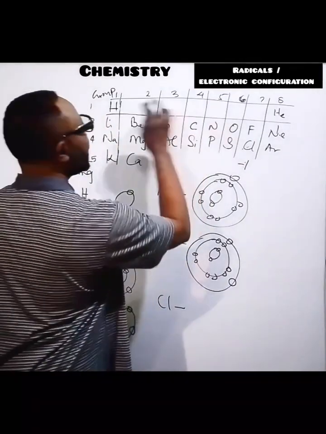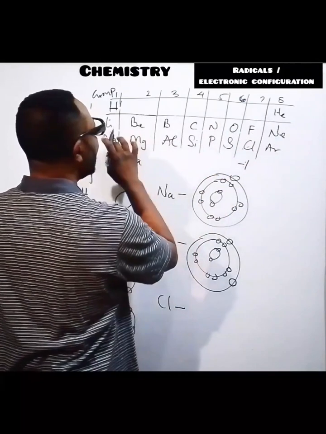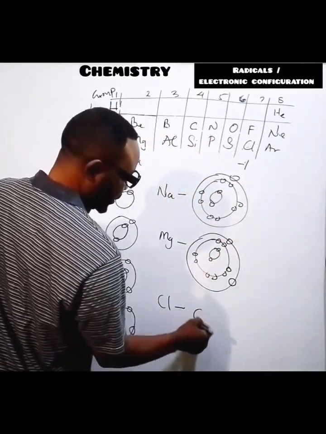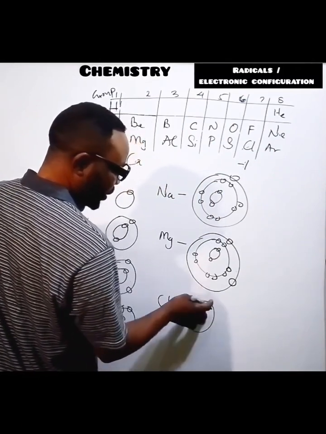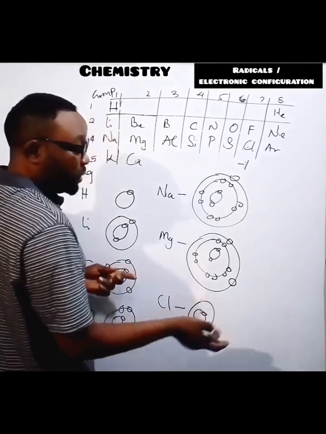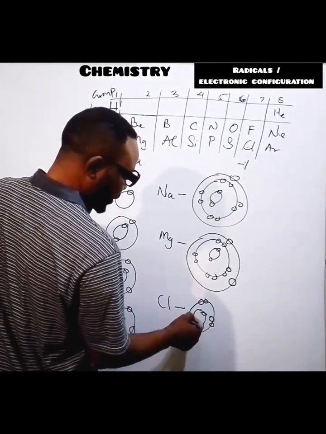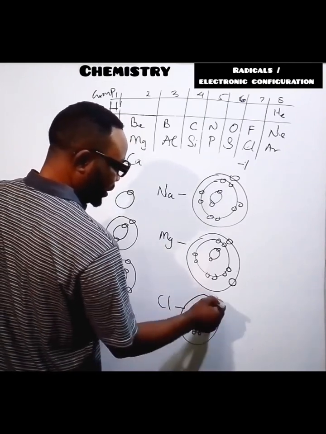Chlorine, if you count it, is 1, 2, 3, 4, 5, 6, 7, 8, 9, 10, 11, 12, 13, 14, 15, 16, 17. So this will be 1, 2. How many will be the next one? 8, since it's more than 10, so I can fill this one up. 4, 5, 6, 7, 8. That is now 10. 8 plus 2 is 10. What remains? 17. That's the 7 that remains.